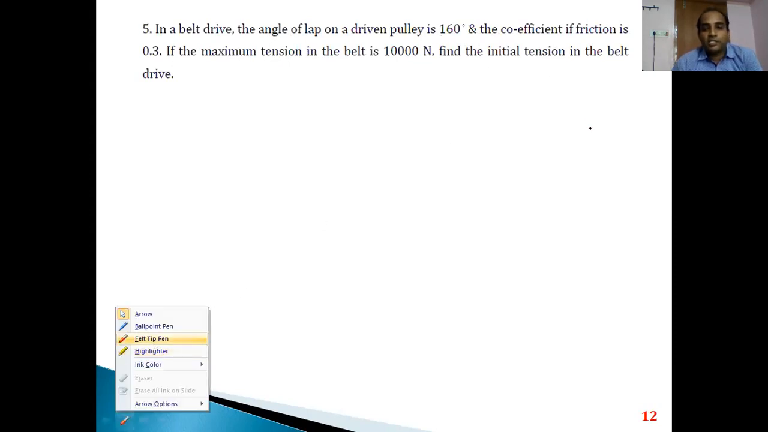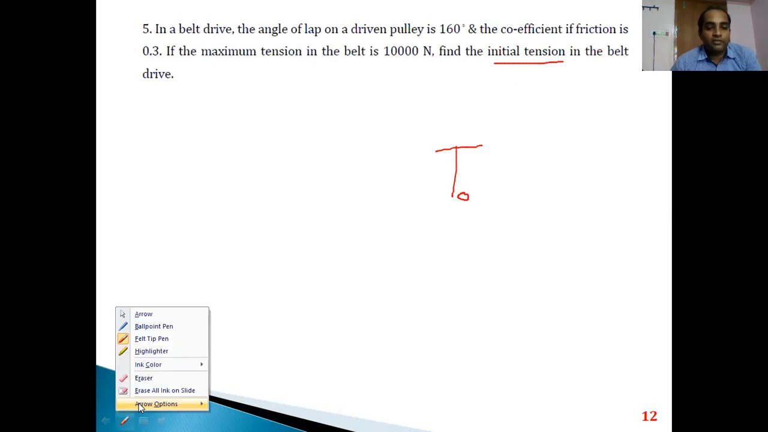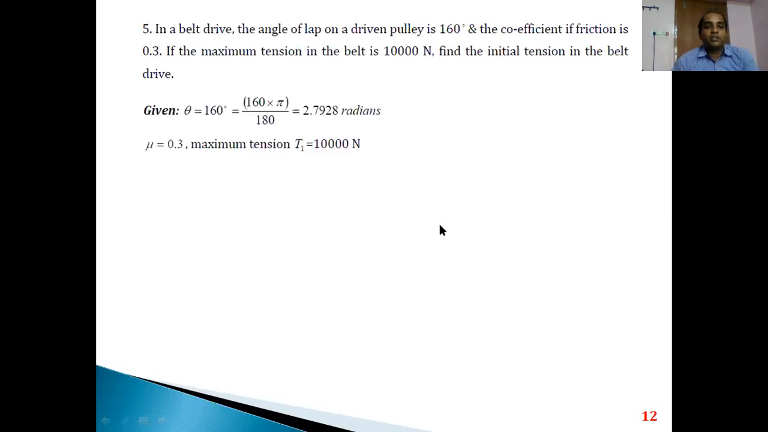So, initial tension in the belt is a concept regarding when the belt drive is under stationary condition. When a belt drive is under stationary condition, we find the initial tension, which is represented as T naught. To find this, we need to know the values of the tensions, that is T1 and T2. Once we know T1 and T2, we can solve directly to get the initial tension in the belt. So let us note down the given data. As I told, convert these degrees into radians by multiplying by pi by 180. You get it in radians.